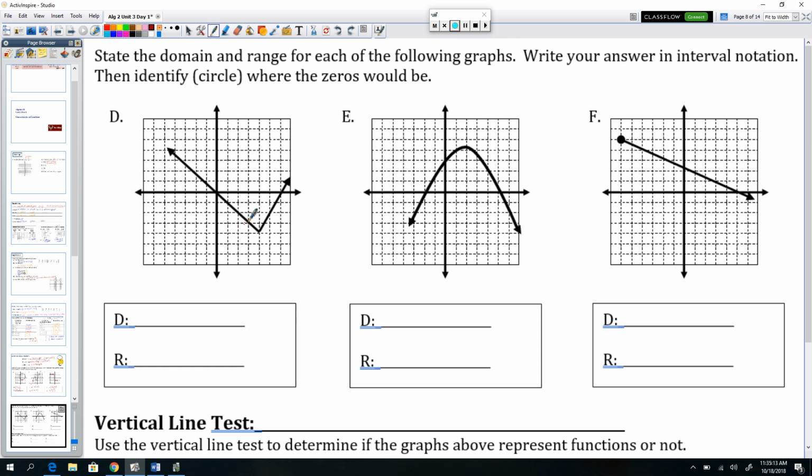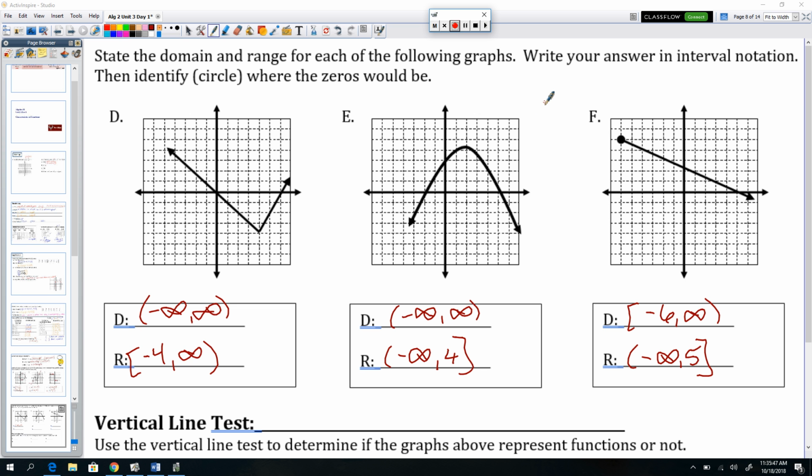Go ahead and try D, E, and F from a domain and range perspective. Pause the video and then check your answers. Okay, go ahead and check your answers here. And again, I made these things go to the whole number so we weren't dealing with estimating decimals. Make sure that you have hard brackets on the -4 and the 4 and the -6 and the 5. They go all the way up to and include those values.